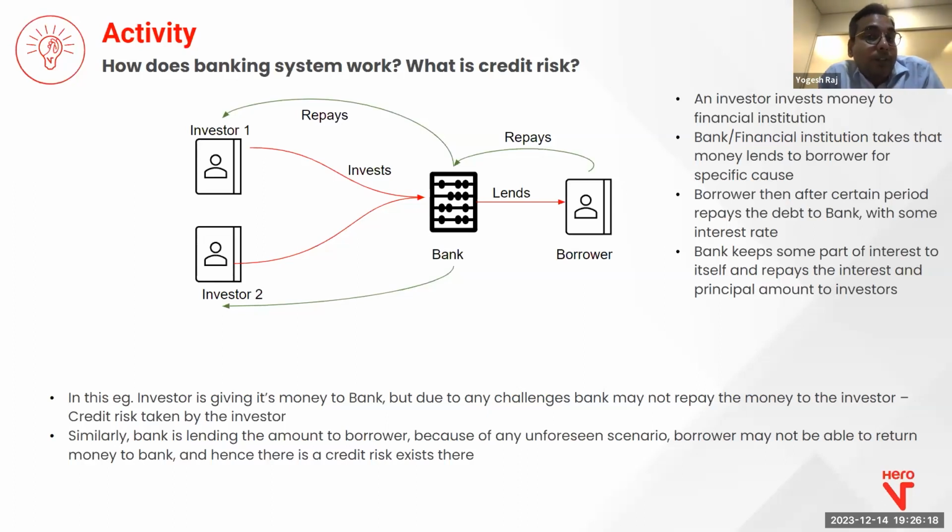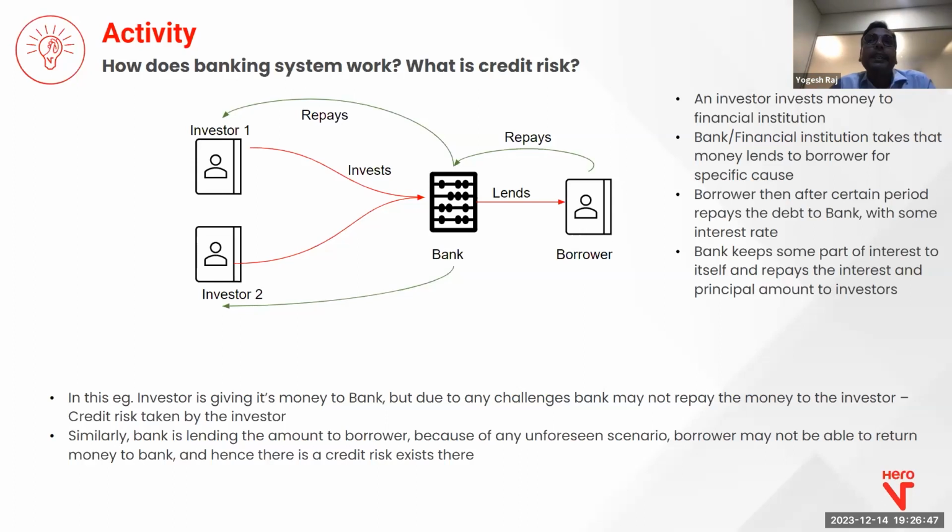And similarly, let's say it's only one customer and one investor, then in that case, the bank will also not be able to pay it back to the investor. So that chance of not getting money back is called credit risk in simple terms, where I am giving credit to someone, and that money is not going to come back to me. That is the risk with which I am living.